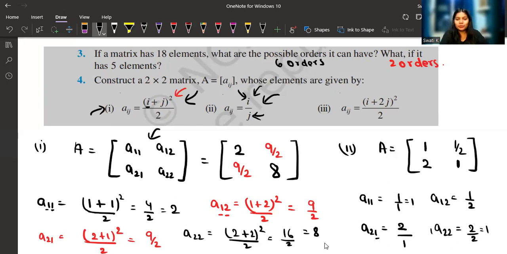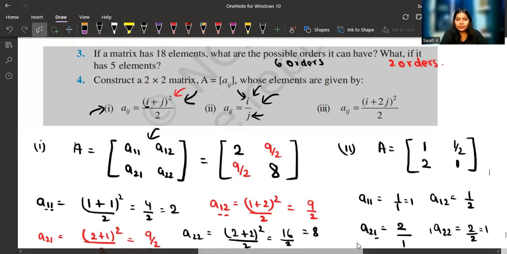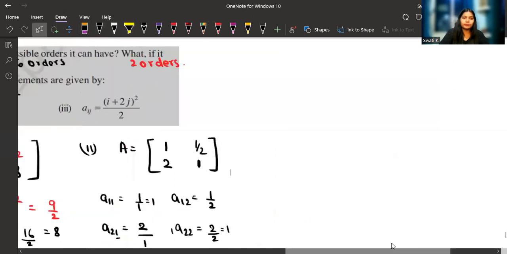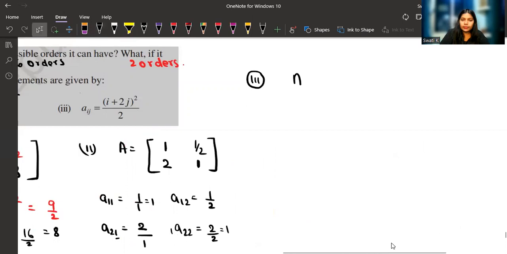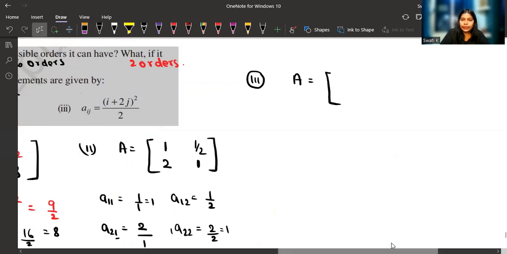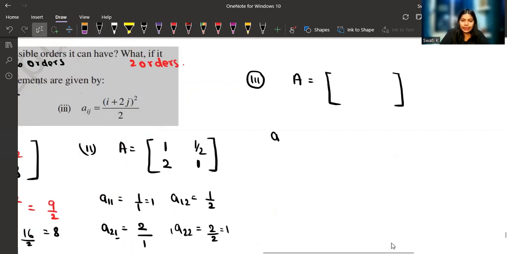Now we just need to make our third 2 by 2 matrix, which is given in the form of i plus 2j whole square by 2. So let's do the third question over here. So the first entry is going to be A11. That means I is 1 and j is 1.